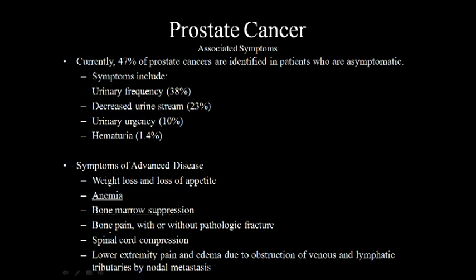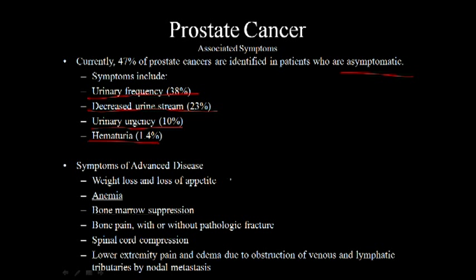So currently 47% of prostate cancers are identified in patients who are asymptomatic. Really, 47% don't have any symptoms at all. Some symptoms include urinary frequency, just have to go all the time to the bathroom, a decreased urine stream, so basically you need to go urinate, but when you do, you don't have much output. A urinary urgency, meaning that you really can't hold it, and then hematuria at 1.4%.